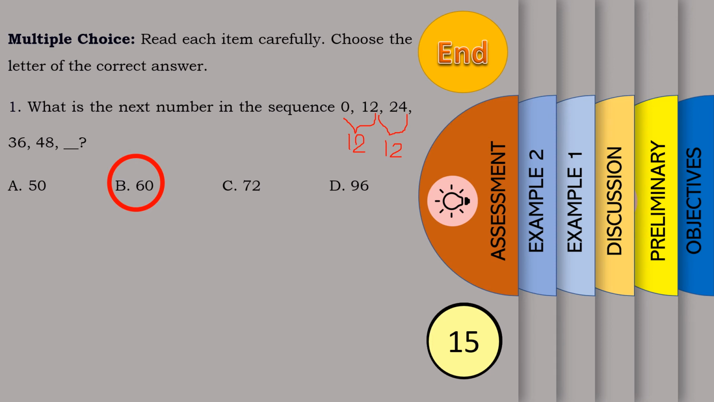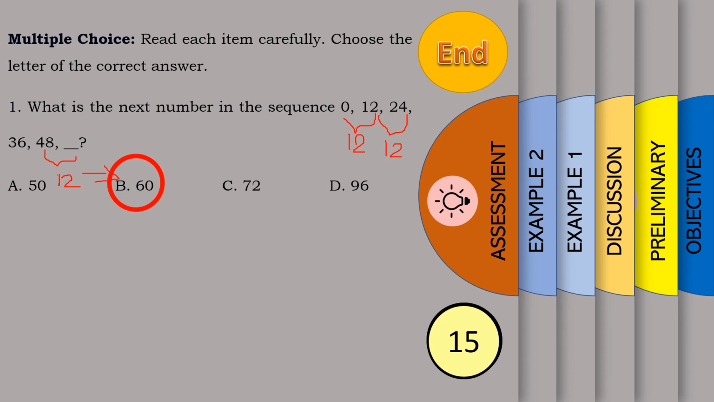Tingnan niyo, from 0, mag-plus ka ng 12, makuha mo si 12. And then 12 plus 12, that's 24. 24 plus 12 is 36. And 36 plus 12 is 48. Therefore, to get the next term, mag-add ka lang ulit ng 12. So, from 48, mag-add ka lang ng 12. So, 48. And the sum is, okay, and that is 60.